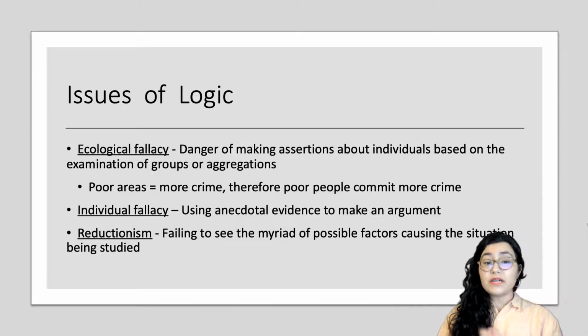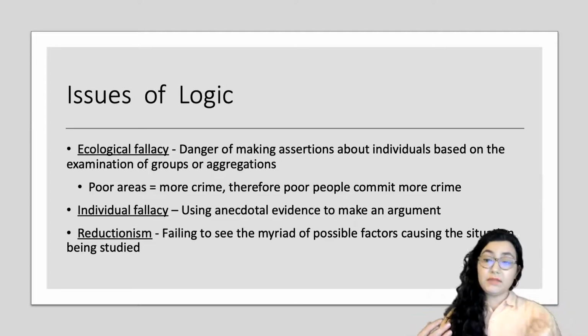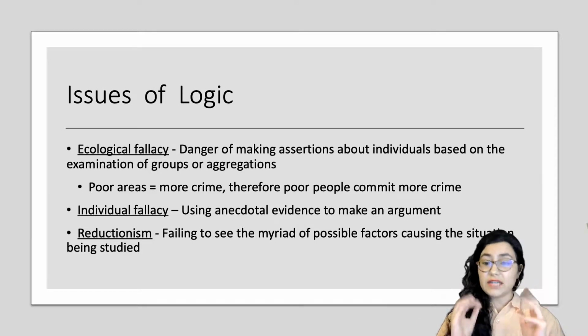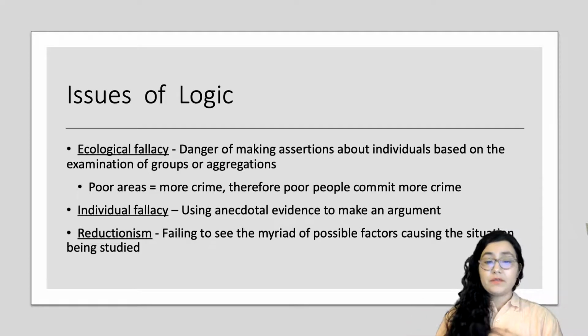There's also individual fallacy, using anecdotal evidence to make an argument. Anecdotal evidence can be very compelling. We often see people writing about their stories and pushing for policy proposals, and that's all great and well. Sometimes it's nice to attach yourself to an individual, but we can't really say that something caused something just because one individual experienced it.